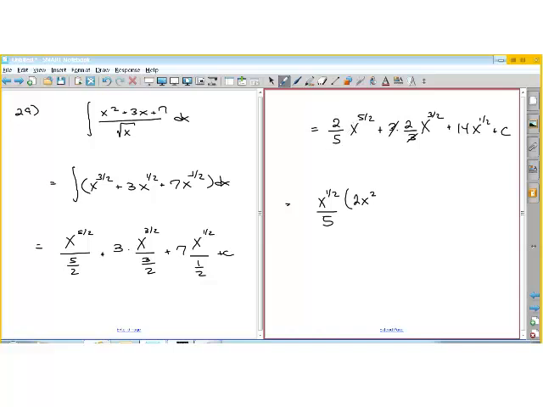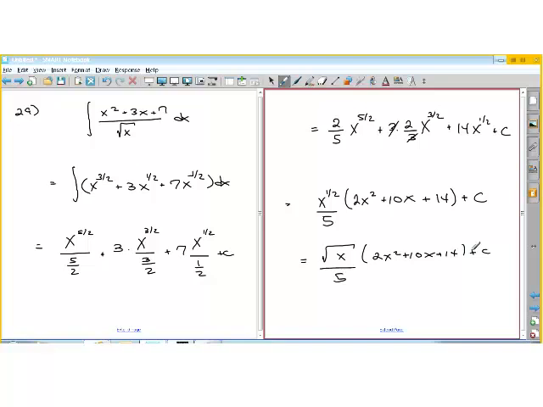So this one, the 5's cancel out. Here you have 2 times 5, which is 10. And then you have x, because we're factoring out an x to the 1/2. So that'll leave with x to the 1. And then we add 14 at the end. And we add arbitrary constant c. And so x to the 1/2 is the square root of x. So we get the square root of x over 5 times 2x squared plus 10x plus 14. And then we add our arbitrary constant c.